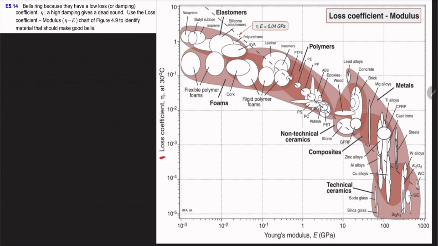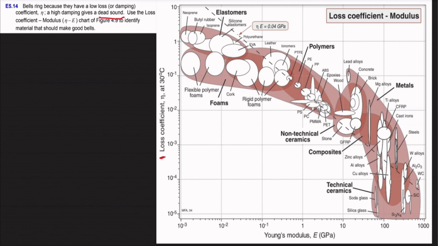We're looking for the lowest values of damping. So any material with low damping will make more noise. Any material with high damping will have a dead sound, which is what is said in the question. Think of polymeric materials or foams. Those materials will make a dead sound because they have high damping. So we are looking for materials with low damping.